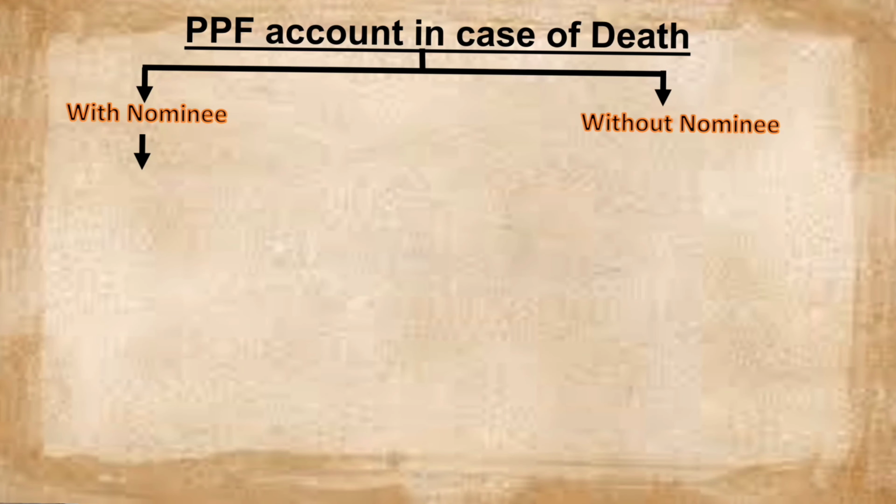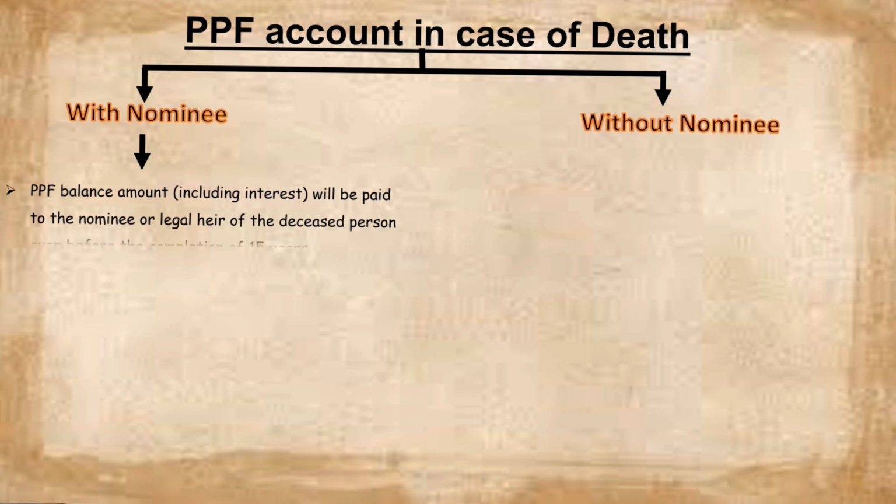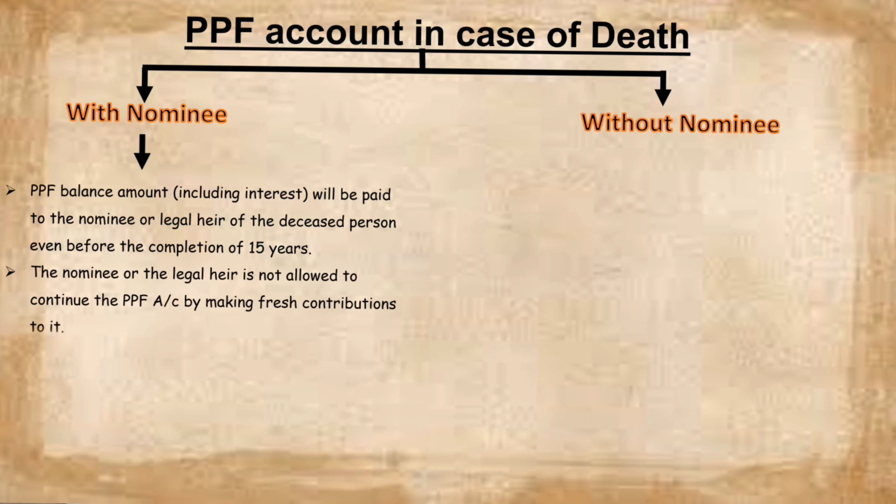Now coming to the point, what happens if the PPF account holder dies? Now we can divide this into two situations. When a PPF account holder has already given nominees in their account, or if they have not given any nominees in their account. Now, if they have given the nominees in their account, then this amount will be easily transferred to the nominee or the legal heir of that PPF account holder. Remember, nominees are not always legal heirs. So if your nominee and legal heir are the same, then the amount will be transferred to the legal heir, and this amount is tax free for the legal heir as well.